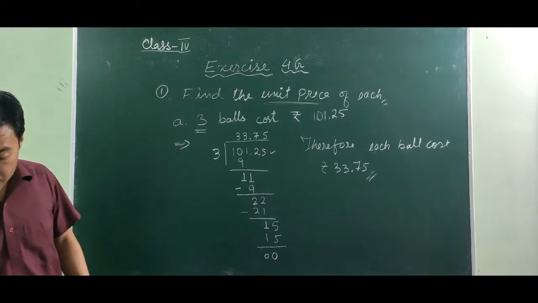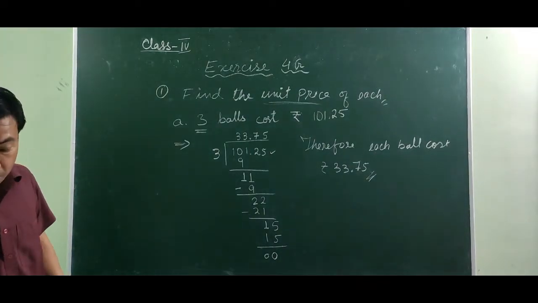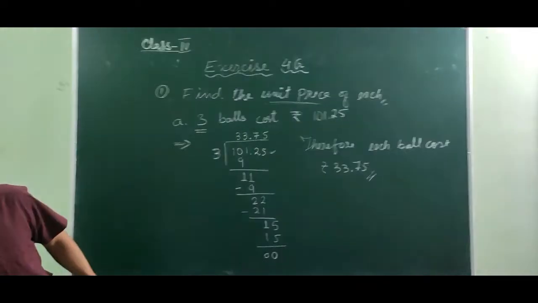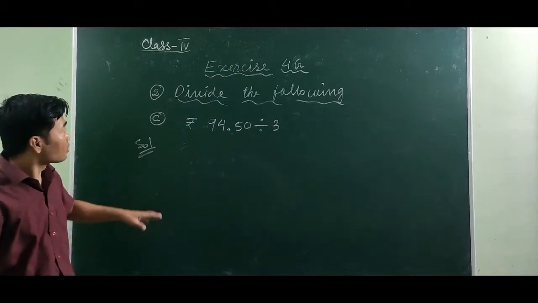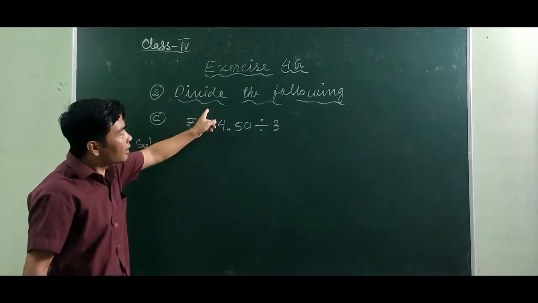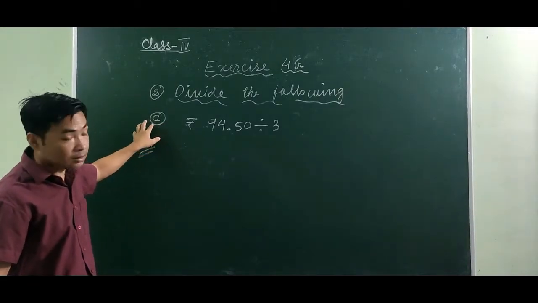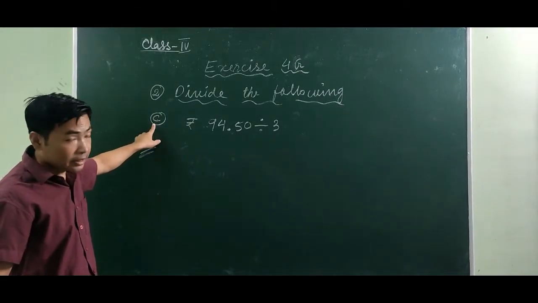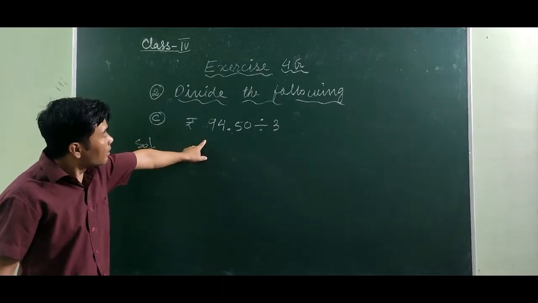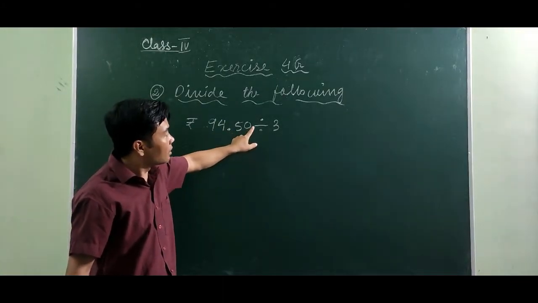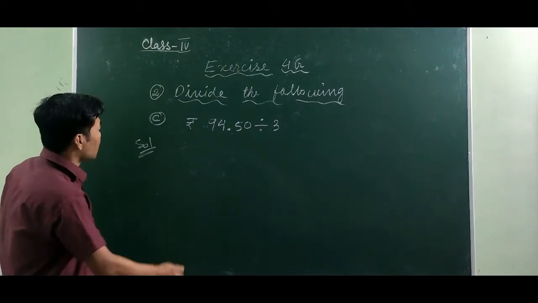Now let's solve the next question, question number 2. Now the next question is question number 2. Divide the following. So there are 4 questions. I have selected the C1. The rest you do it. 94.50 divided by 3. Now let's solve this one.